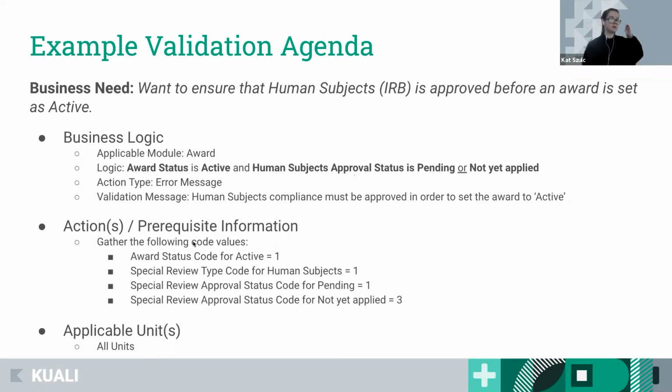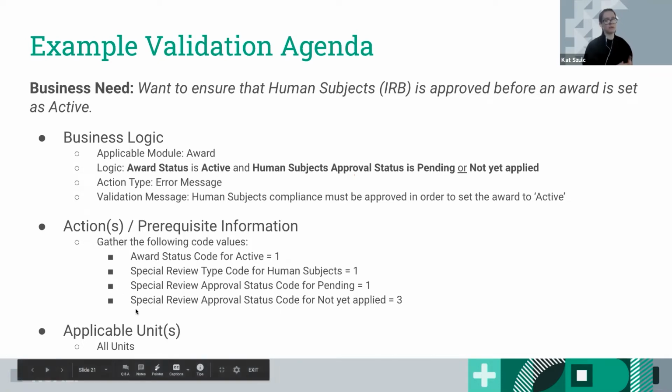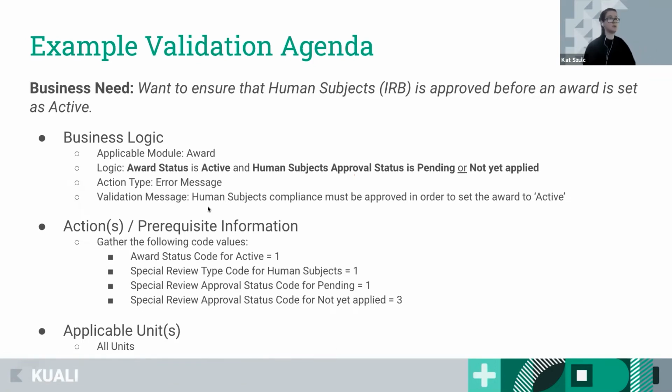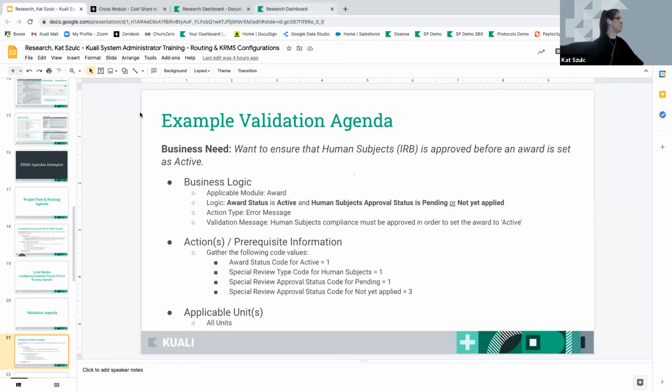So again, I've done similar sort of background work first, just based on the experience. I know that I need to get all of the different status codes and code values I'm going to use. Award status code in my validation, I'm going to use the special review type code in my validation, and the special review approval status codes in my validation. So those are the pieces that I've gathered before going in and building this validation message. And then again, it's going to be applicable to all units. It doesn't matter what unit the award belongs to. This is applicable to my entire institution. And I always want to validate when those criteria are met. So I'm going to go ahead and build this validation.